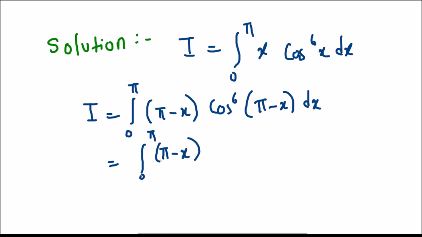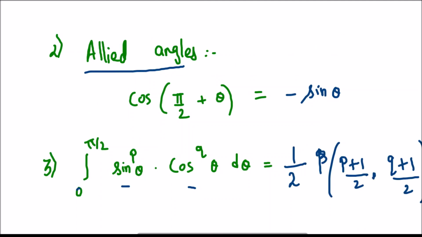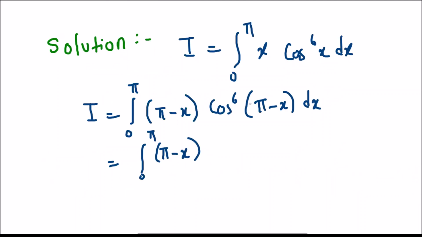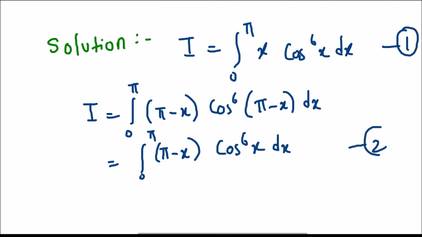Oh, so I think we will need one more allied angle. What is cos of pi minus theta? This is the allied angle I'm going to need, and it is nothing but minus cosine theta. If I use this, this is nothing but minus cos x. But since we're taking the sixth power, it is again plus cos raised to 6x. Let me call the first one equation 1 and this equation 2.